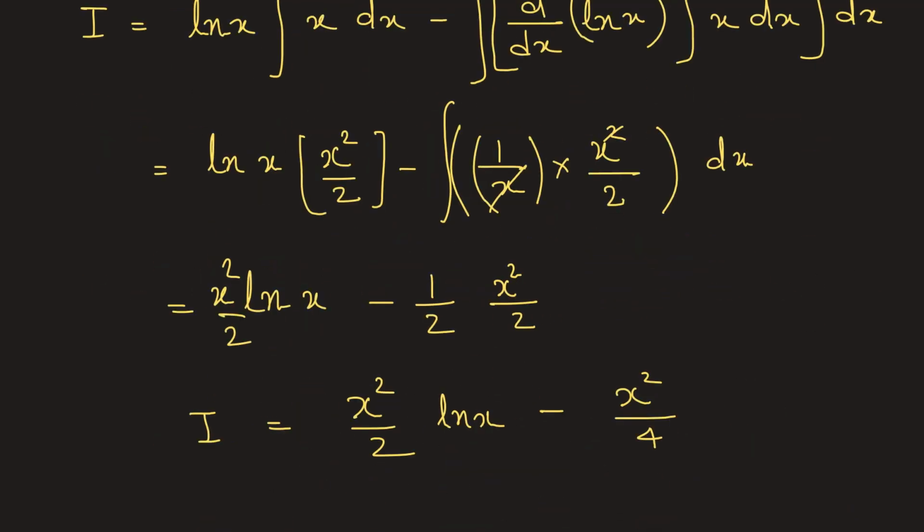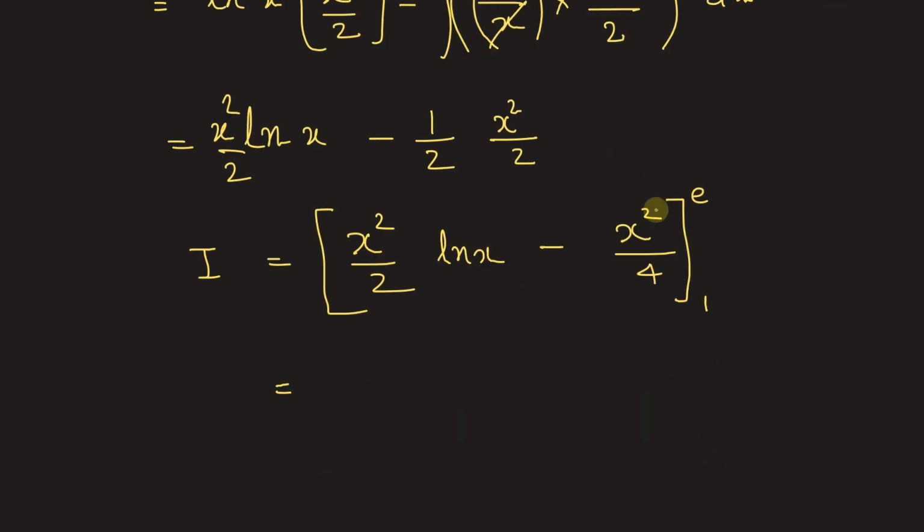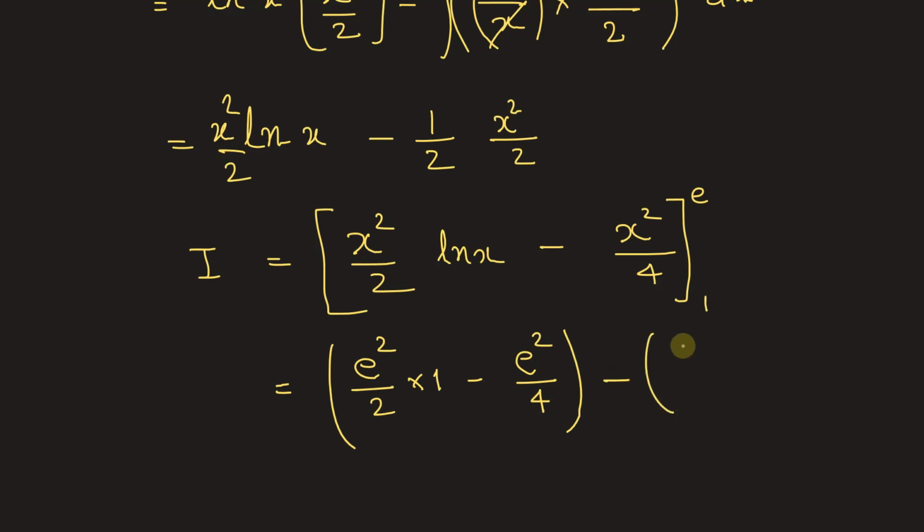Let's put the limits. The lower limit is 1 and the upper limit is e. First the upper limit: if we substitute, we get e square by 2 ln e, and ln e is 1, so into 1, minus e square by 4. Now we put the lower limit, with minus: ln 1 is 0, so that whole term becomes 0, and this becomes minus 1 by 4. Here we can take e square common, and in the bracket it will be 1 by 2 minus 1 by 4, that is 1 by 4, so we can write e square by 4 plus 1 by 4.